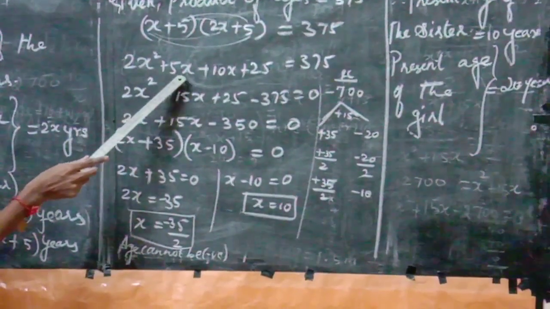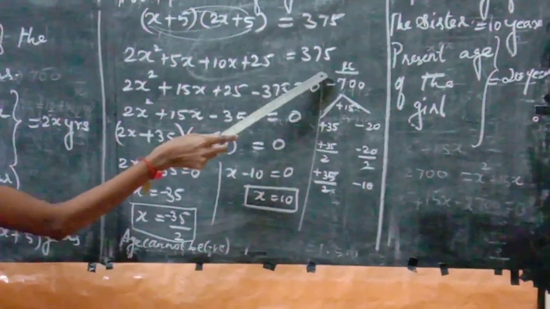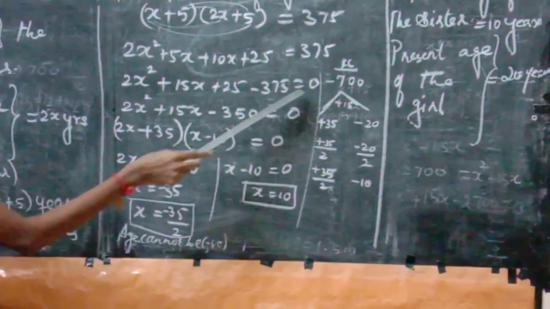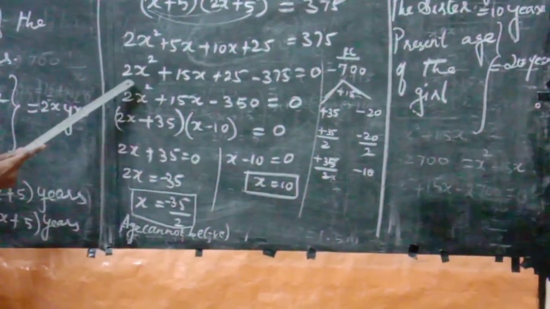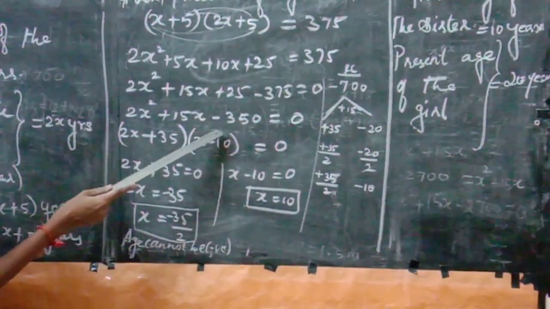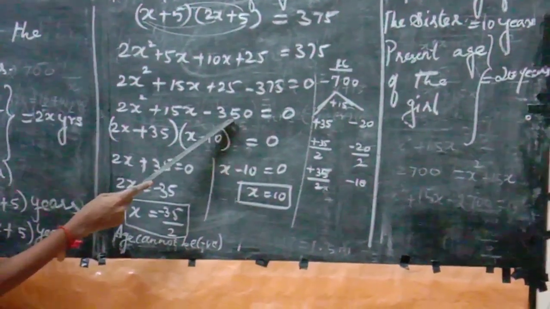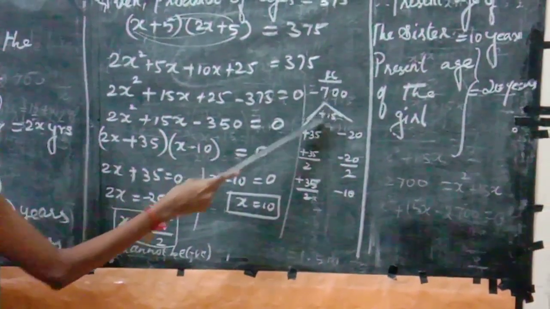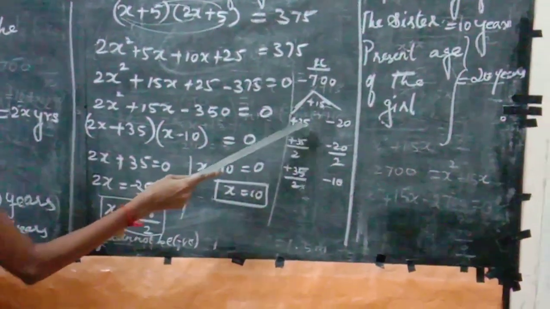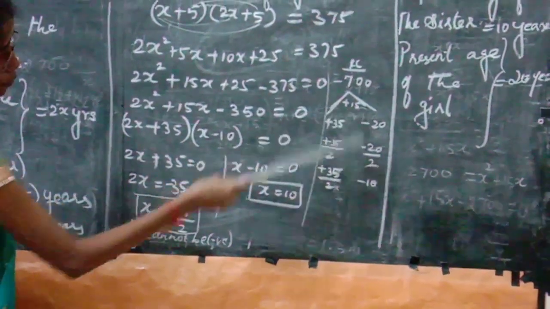2x square plus 5x plus 10x, 15x plus 25. This 375, move to the left hand side: minus 375 is equal to 0. 2x square plus 15x minus 375 plus 25, the value is minus 350, is equal to 0. 2 into minus 350 is minus 700. Split into two factors: one is plus 35 and another number is minus 20. While adding these two numbers, we get plus 15.